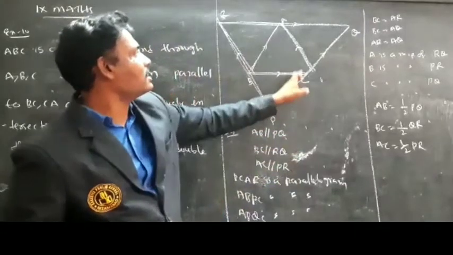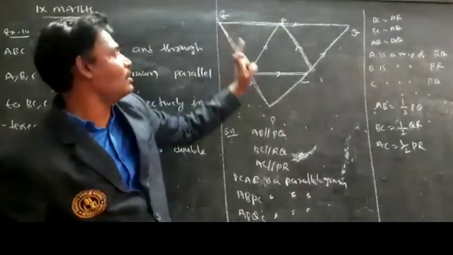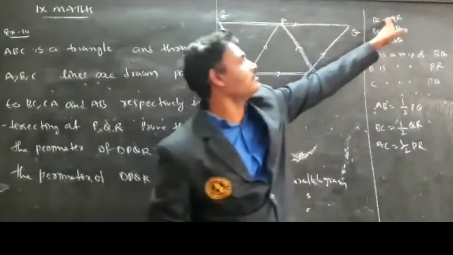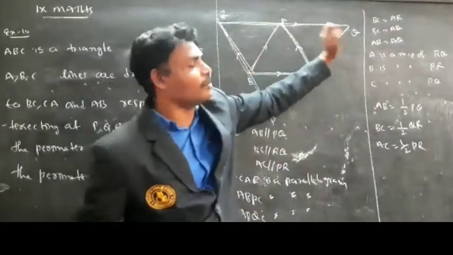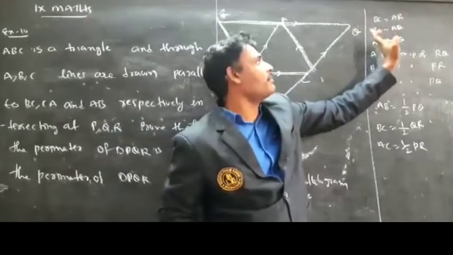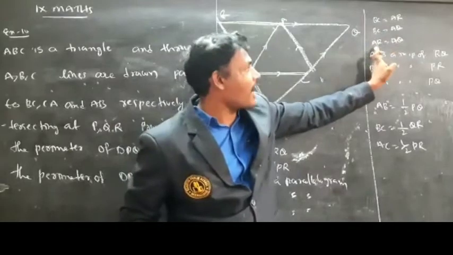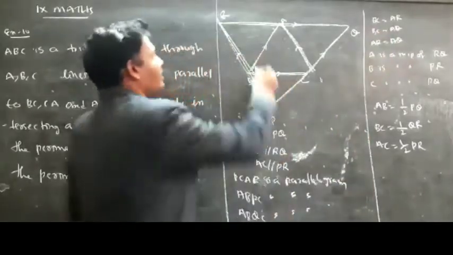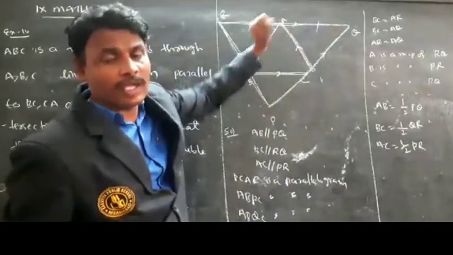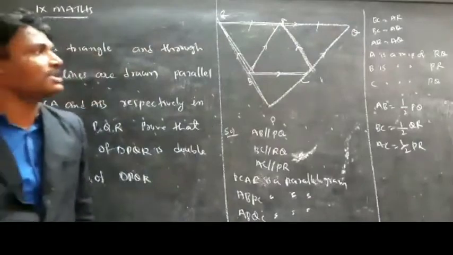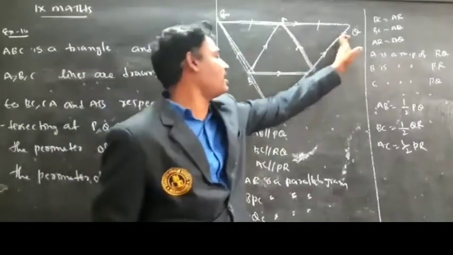See, BCAR is a parallelogram. Opposite sides are equal, so BC is equal to AR. In this parallelogram, BC is equal to AQ. So BC is equal to AR and BC is equal to AQ. From these two, what can we write? AR is equal to AQ. So A is the midpoint of RQ. Similarly, B is the midpoint of PR, and C is the midpoint of QP.